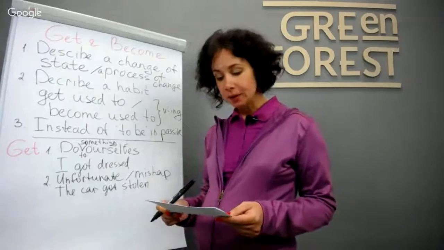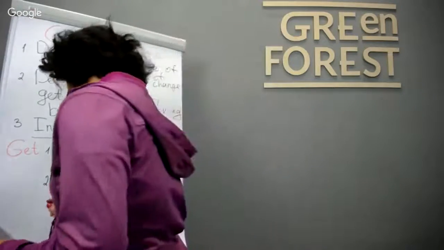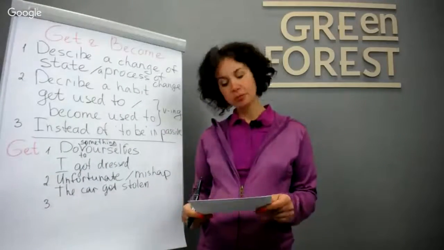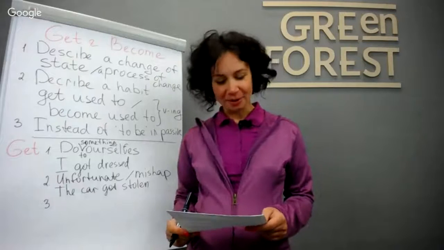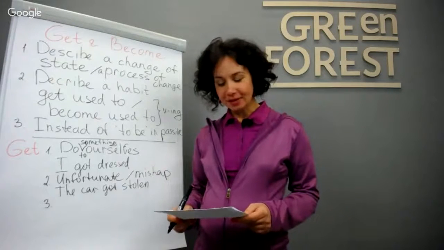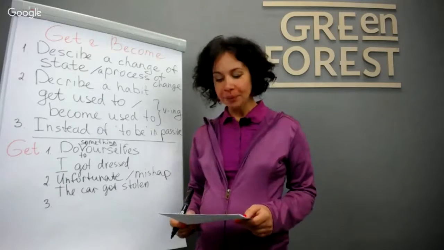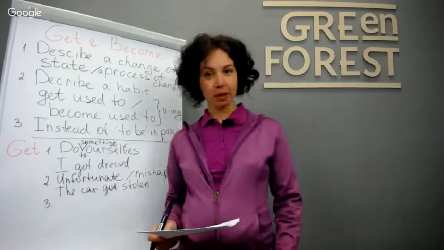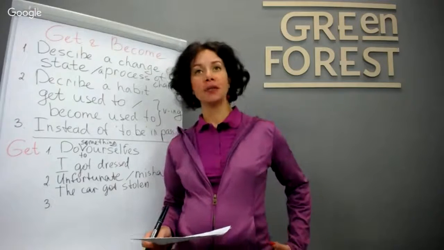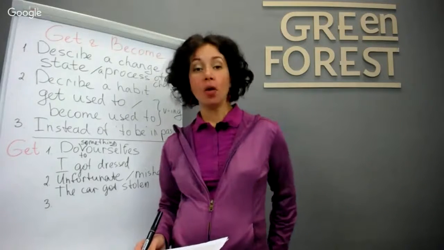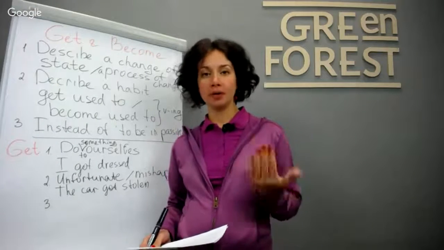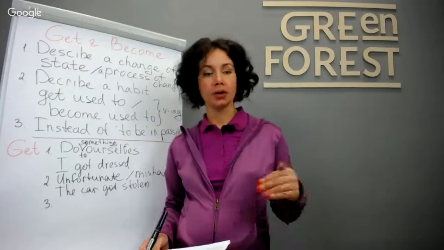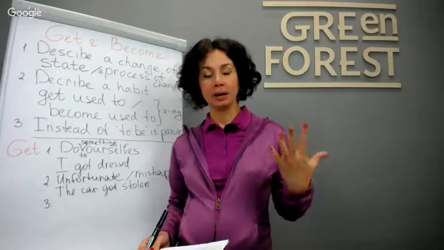All right, and the last one. The last rule when we use get is when we do something and we are responsible for this event and we do something in our favor. And very often in this case, we also use a reflexive pronoun. What are reflexive pronouns? This is myself, yourself, themselves, himself.